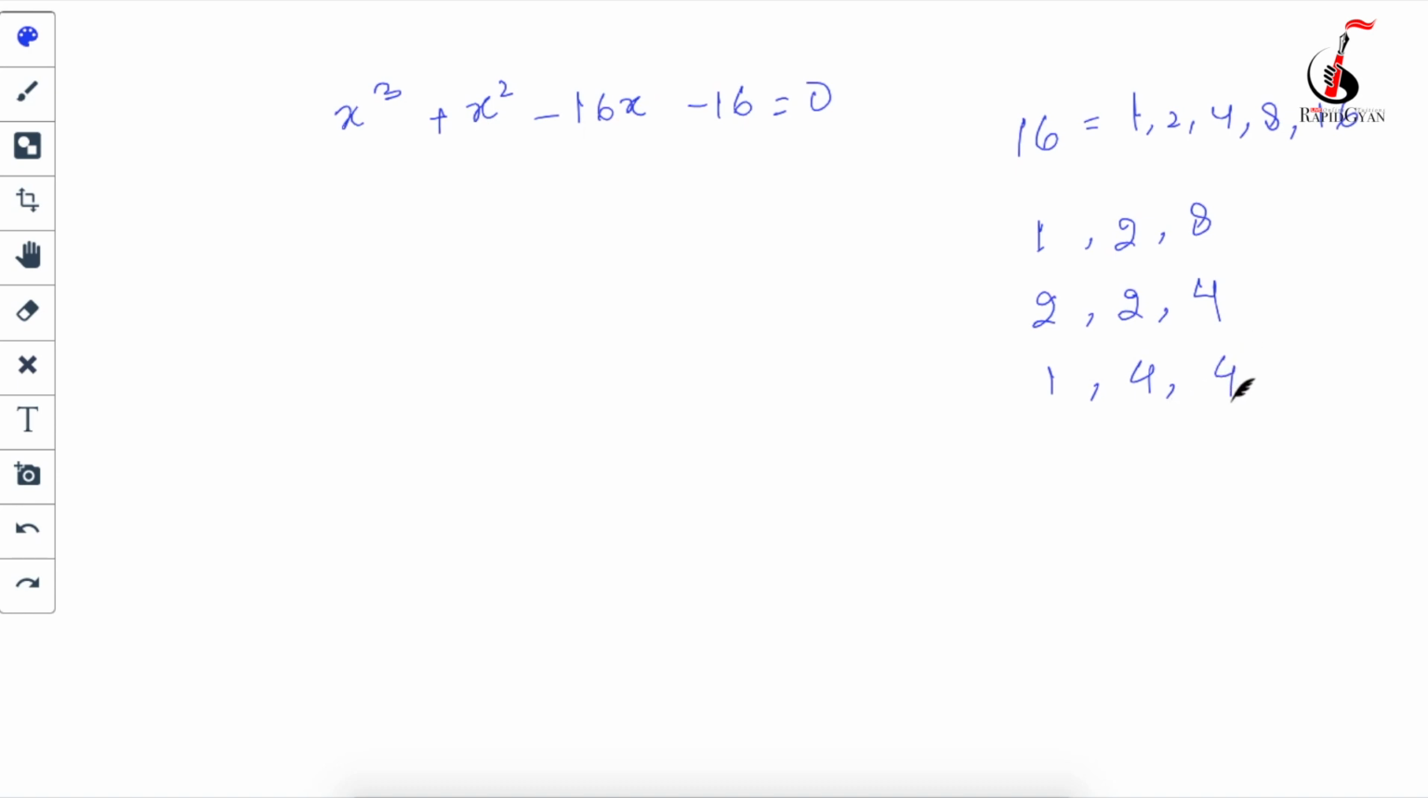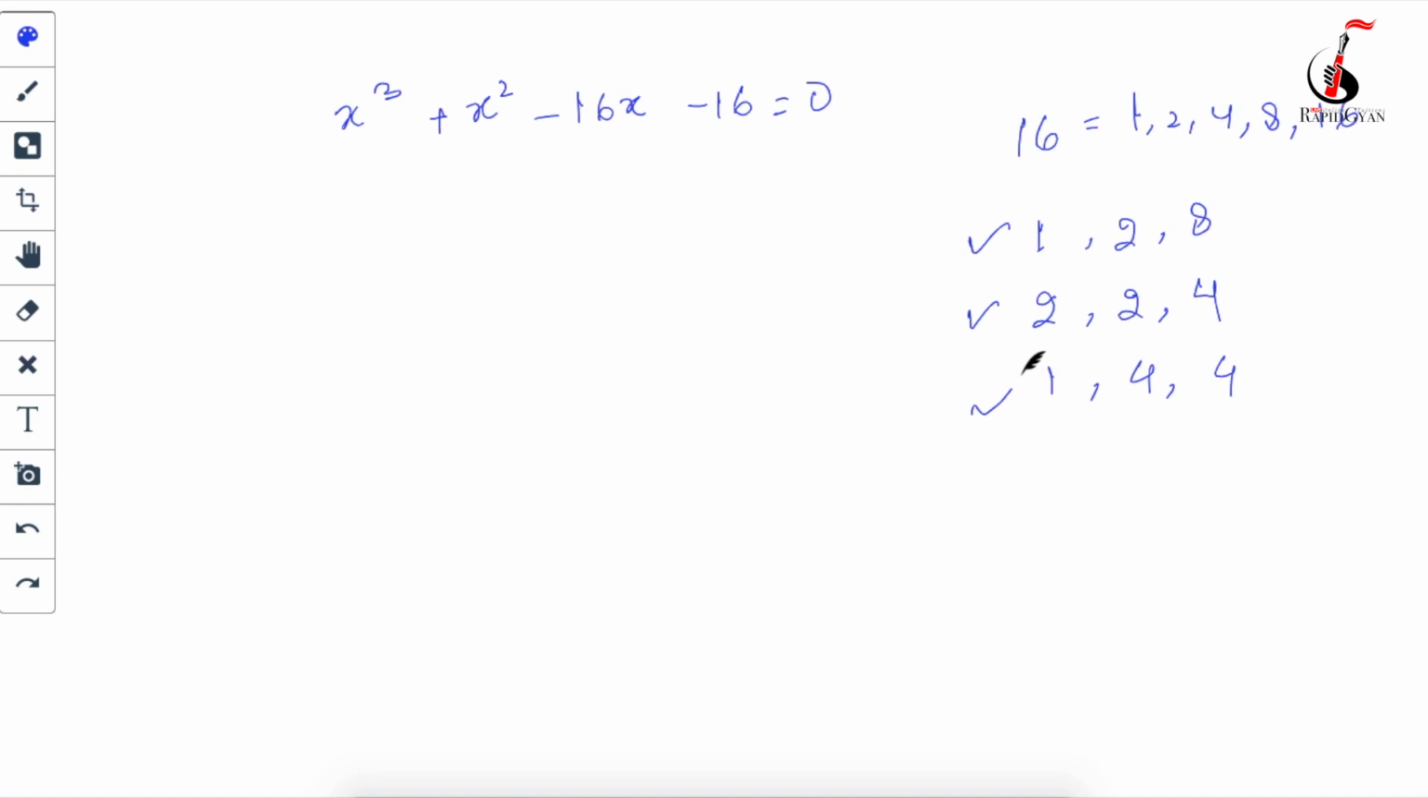So in all these three cases, if I make any one of the terms negative, I will get minus 16. So these are the three cases. Now out of these three cases, I have to find the one case which will give me plus 1 if I make any sign negative. So what will you do?